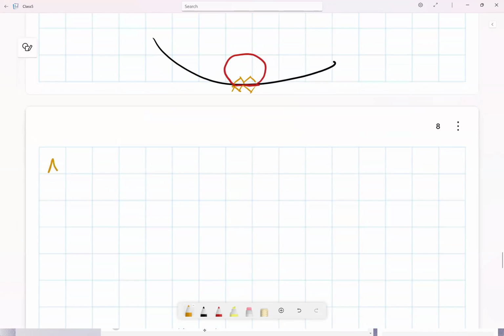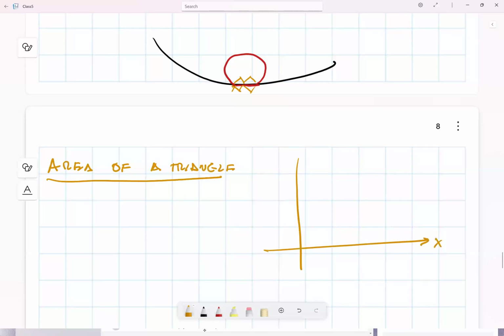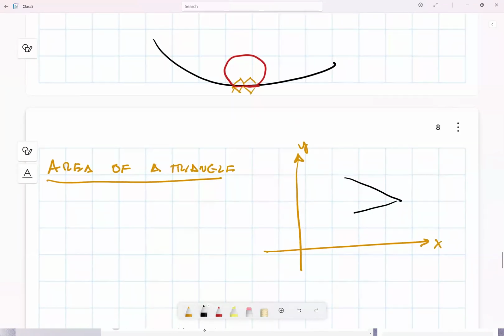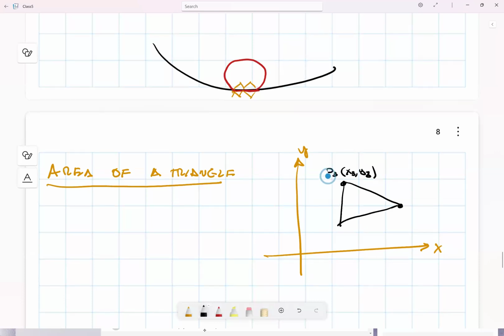Okay, so let's compute the area of a triangle. I'm going to put it in the XY coordinates, and the triangle is going to be any triangle. The one I draw is this one. This is going to be point P3 of coordinates x3, y3. I'm going to call it vertex 3, vertex 2, which has coordinates x2, y2, and this is, of course, vertex 1, which is x1, y1.